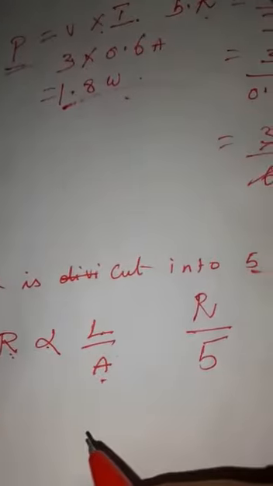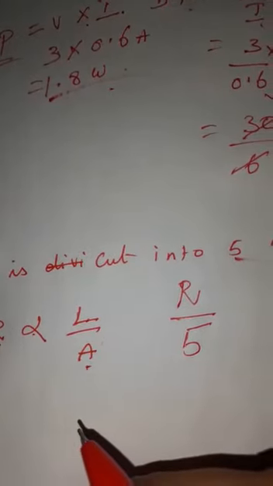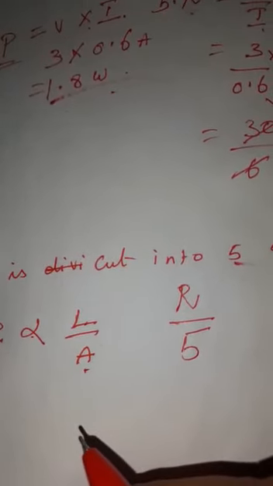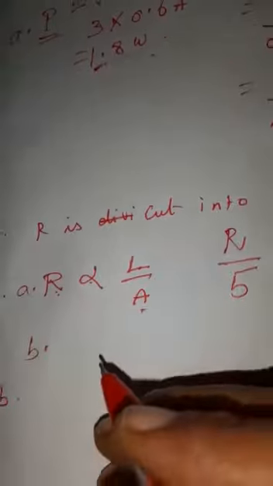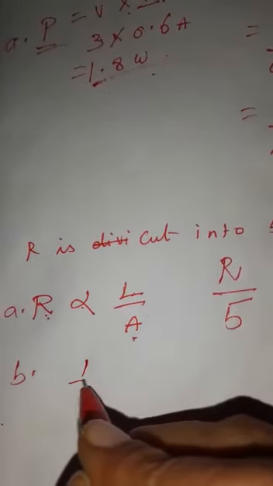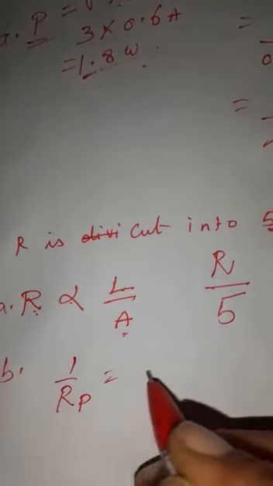Second question is, if the 5 parts of the wire are placed in parallel, how will the resistance of the combination change? Resistance in parallel: 1 by Rp is equal to 1 by R.